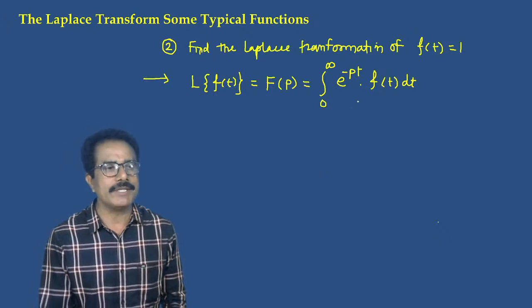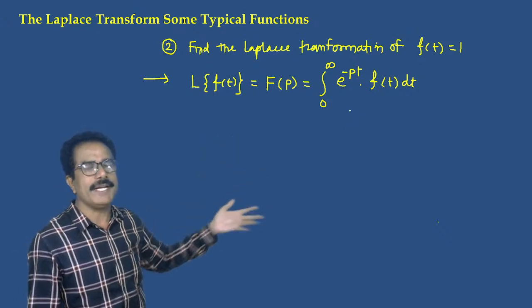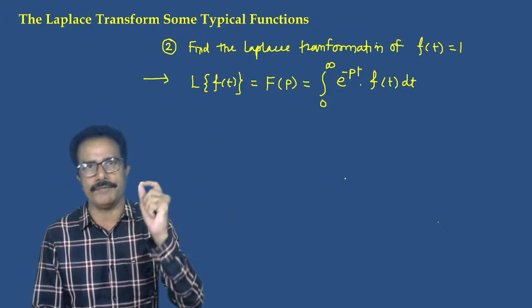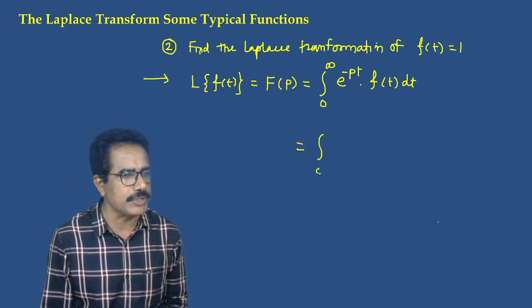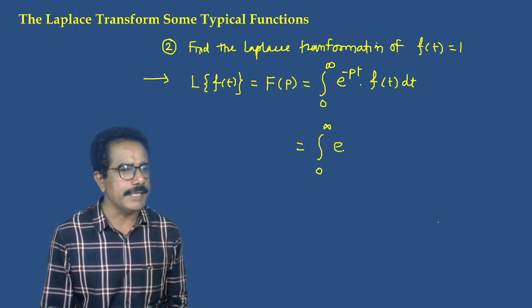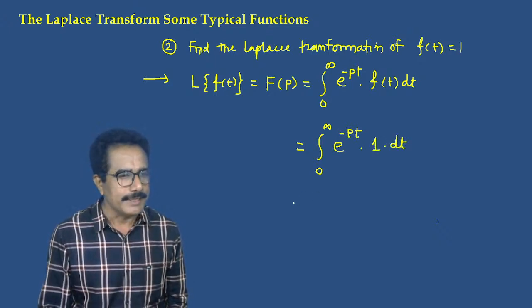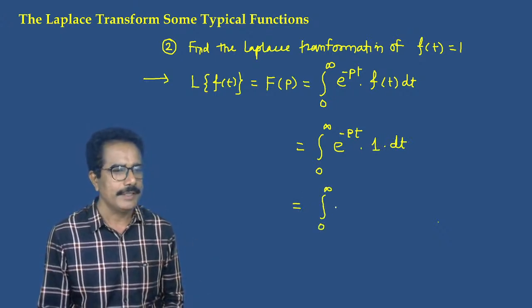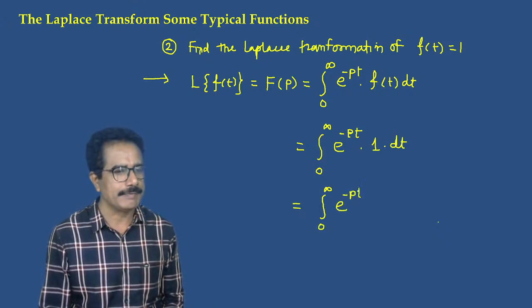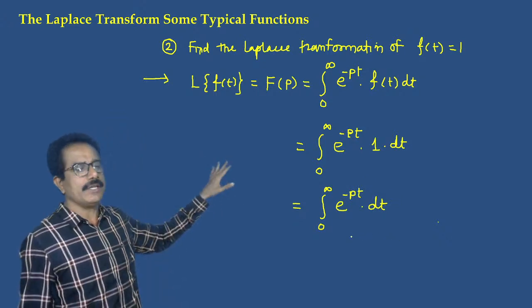Now, the solution of this definite integral gives the value of the Laplace transformation of f of t is equals to 1. So now we can solve this step by step. Integral from 0 to infinity e raised to minus pt into f of t dt, with f of t being 1, that means 1 into e raised to minus pt, we can write integral from 0 to infinity e raised to minus pt into dt. Now who can tell me what is the integration of e raised to minus pt?